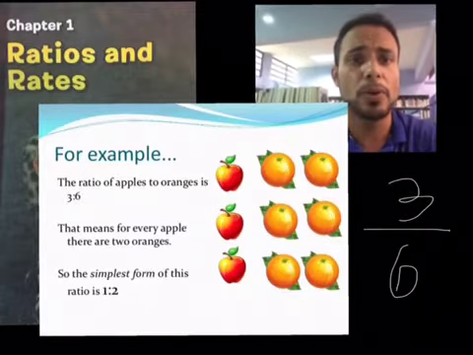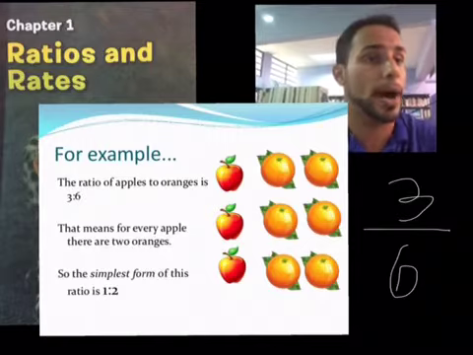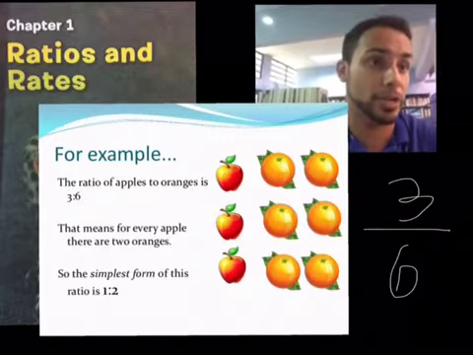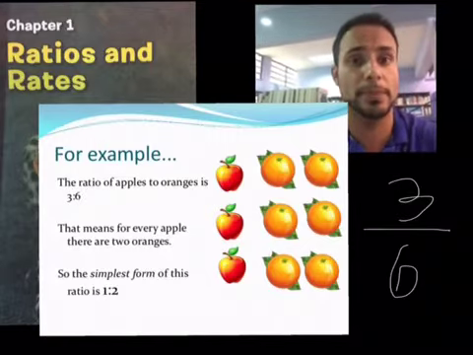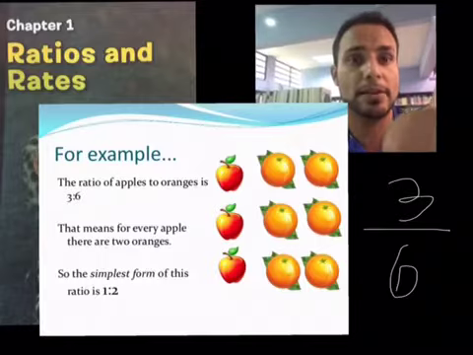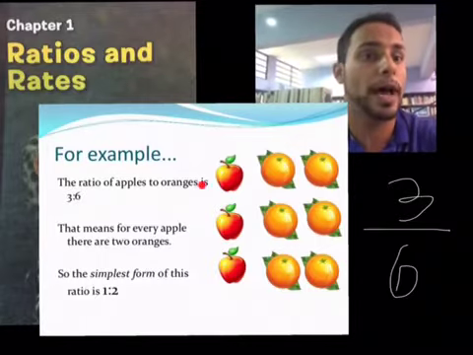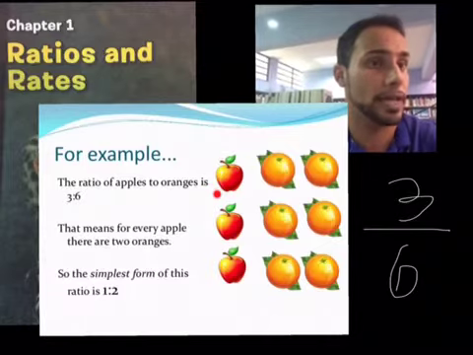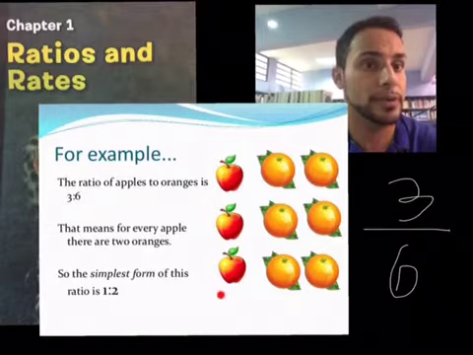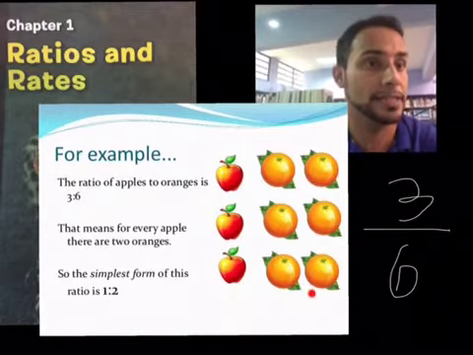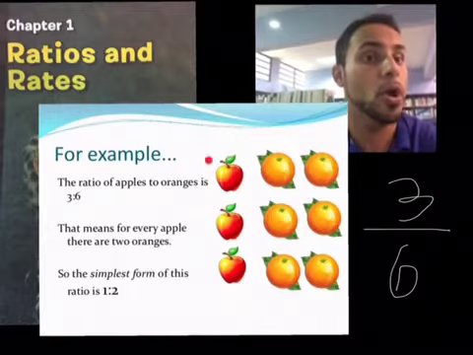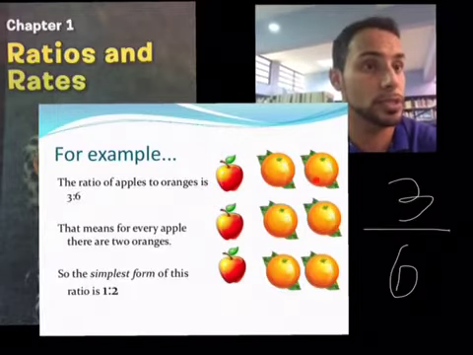Now, it can go up or it could go down. You can double. If you double the top, you must double the bottom. So now let's say if I only have, for example, 1 apple, how many oranges will I have? Well, 2. You see how it's simplified? 3, I have 6. 2 apples, I have 4 oranges. 1 apple, I'll only have 2 oranges.